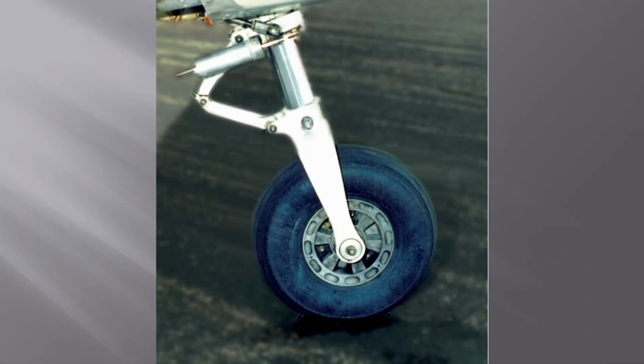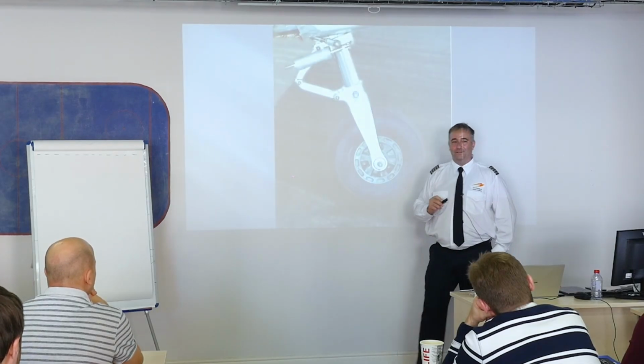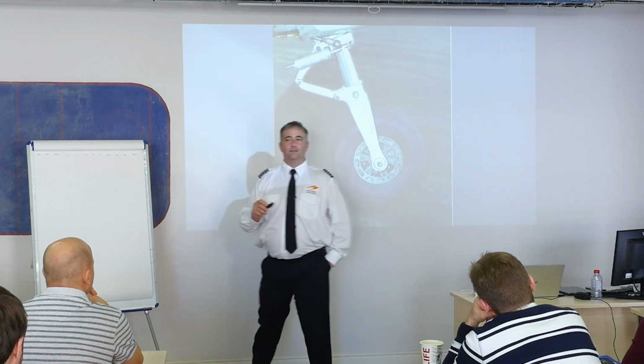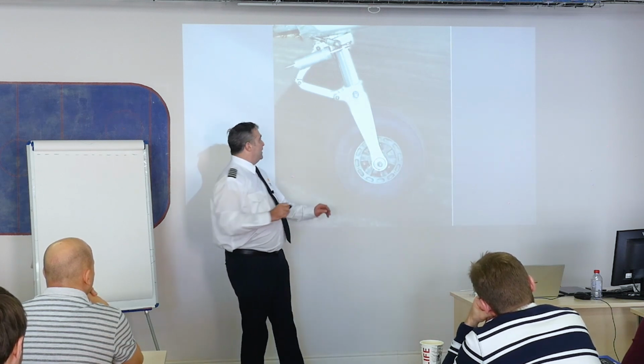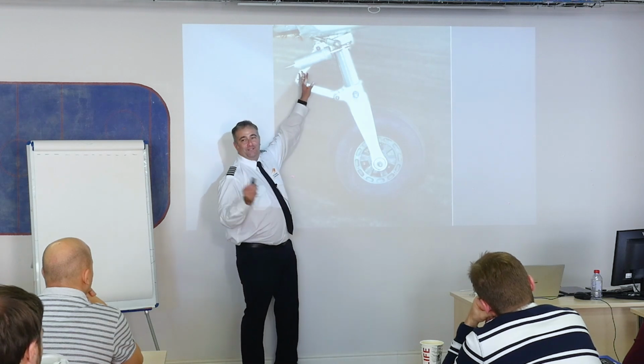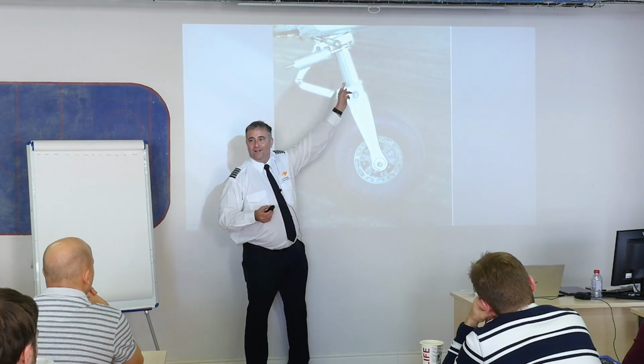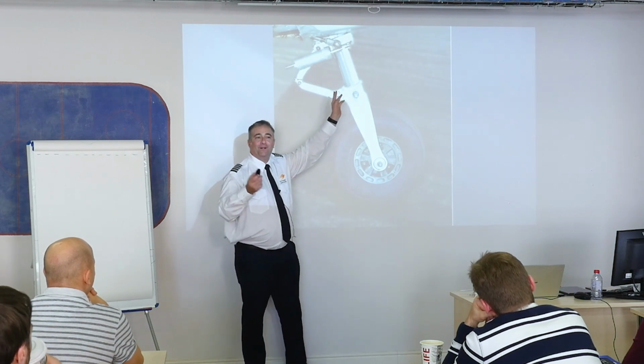Now, here we go to my nose wheel. Ta-da! Isn't this a great looking nose wheel? Do you guys know what that thing right there is called? That is your shimmy damper. That's a real thing. But this, what kind of strut? Nose wheel strut. Okay, what kind of nose wheel strut?